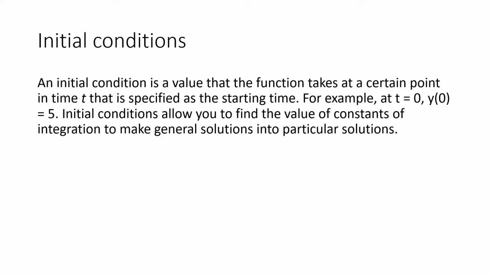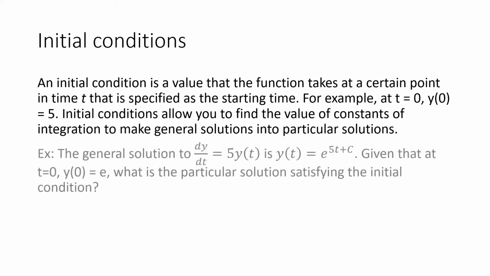Recap, general solutions are those solutions with the constant of integration there. They'll satisfy the equation for any value of that constant, and particular solutions are once you've applied those initial conditions. For example, the general solution to dy/dt equals 5 times y of t is y of t equals e to the 5t plus c. Given that t is equal to 0 and y of 0 is equal to 1, what is the particular solution satisfying these initial conditions?